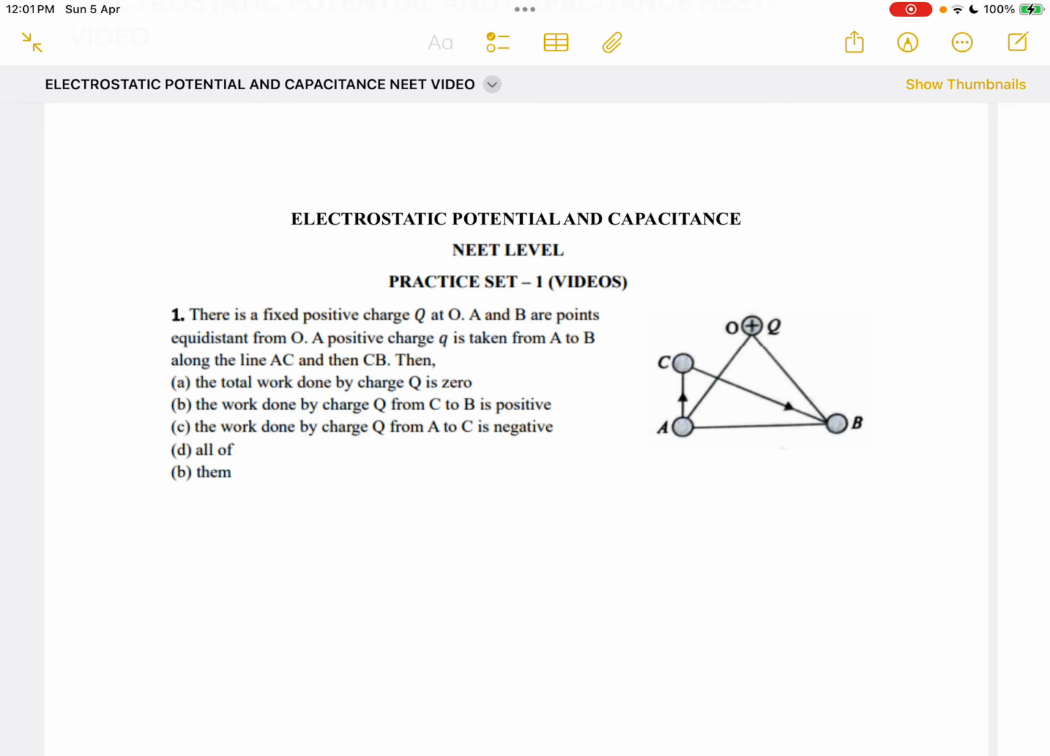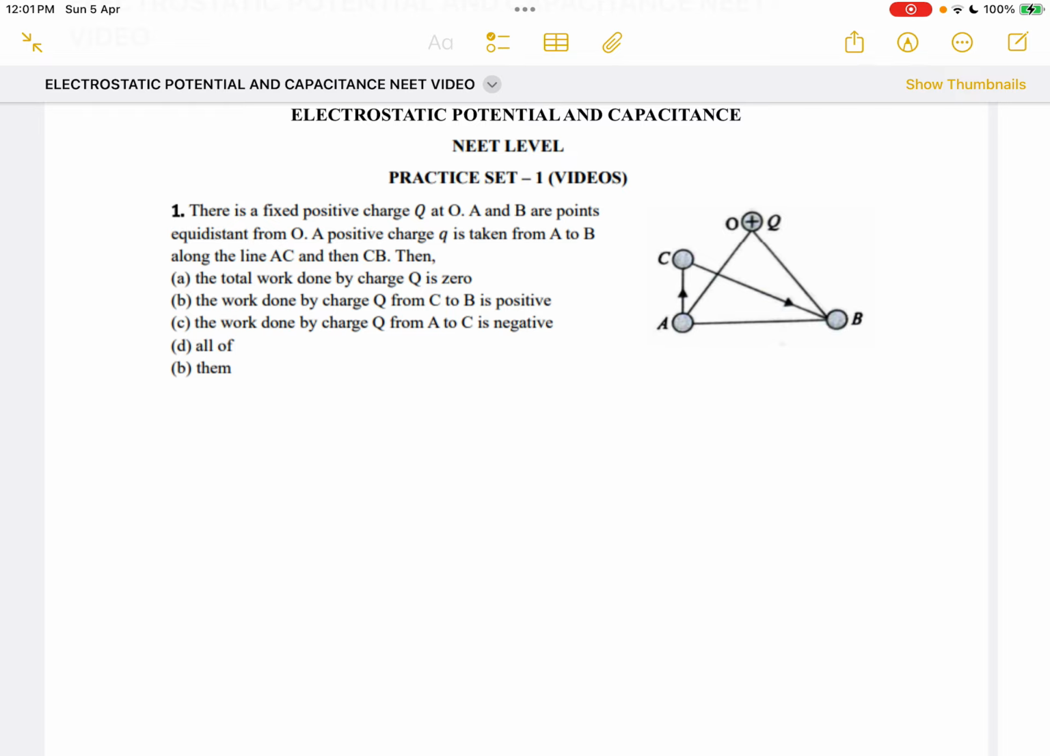Hello everyone. We will be starting off with NEET level questions. Let us begin with the first question.